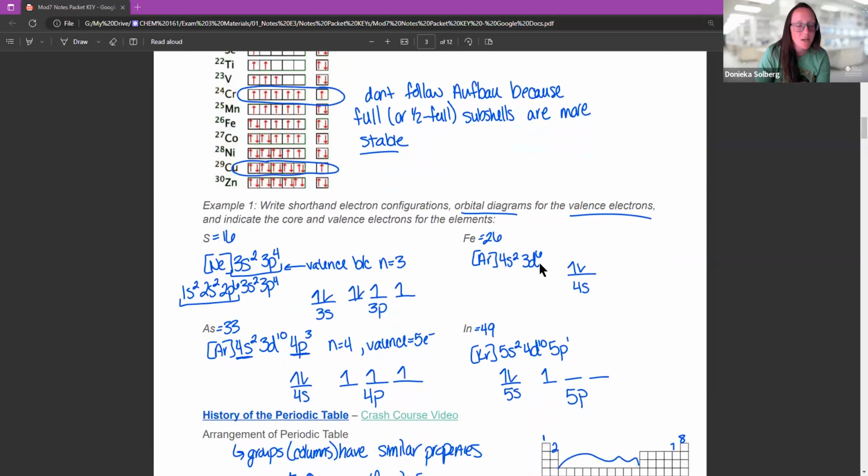We did these ones as practice in the last section. So if you want to do them again, that's great. But now I'm going to use these to talk about the periodic table and how it works. Now, the first thing I want you to do is watch the Crash Course video, and then I will go into the notes.